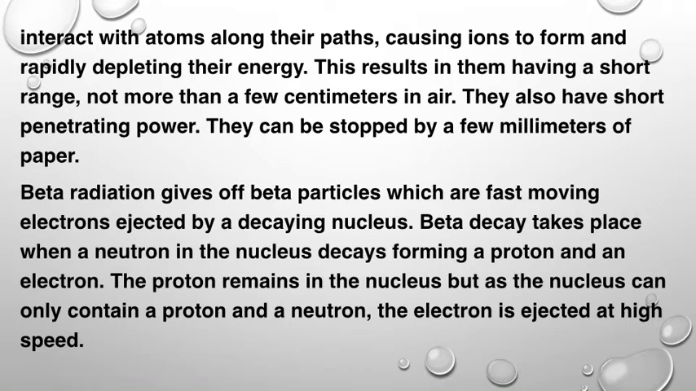So where is the electron coming from that is now being ejected? Now, beta decay takes place when a neutron in the nucleus decays. So one of the neutrons in the nucleus decays, and when a neutron decays, it forms a proton and an electron. Now, the nucleus is a house for the proton, so the proton will stay. But the electron cannot stay in the nucleus, so the electron is ejected. This electron is what is ejected at high speed and is called the beta particle.